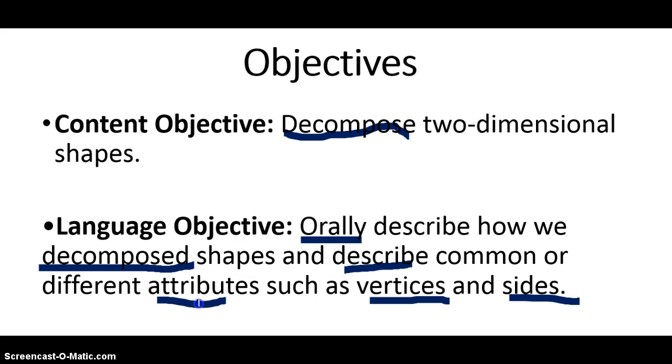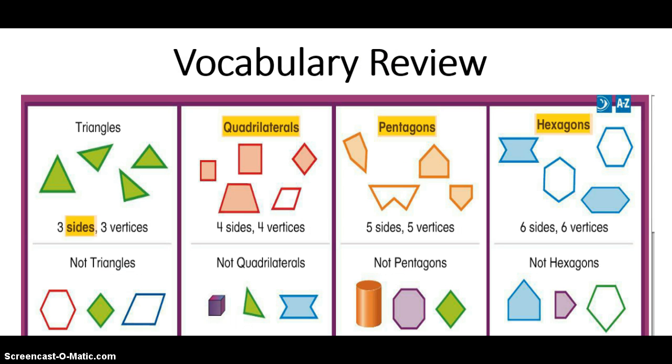Now, attributes means what the shape looks like. So we're going to be talking about how many vertices and how many sides the shape has. And we have already talked about vertices and sides, so the next slide is going to be a review. So let's take a look at our vocabulary review.